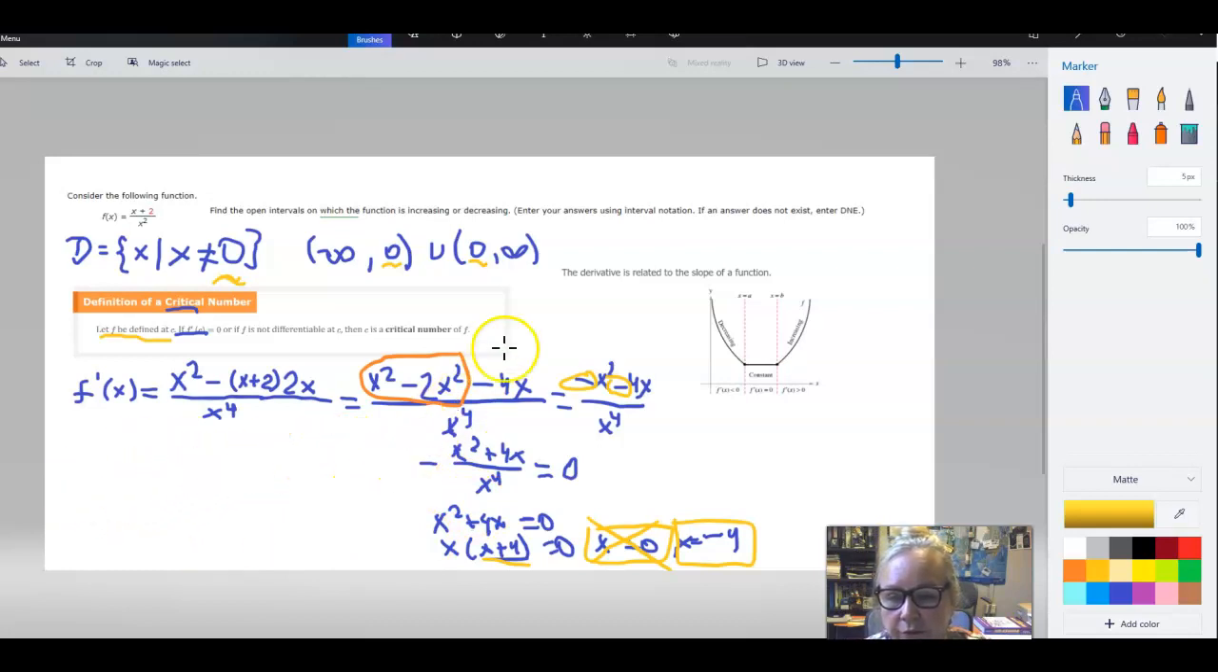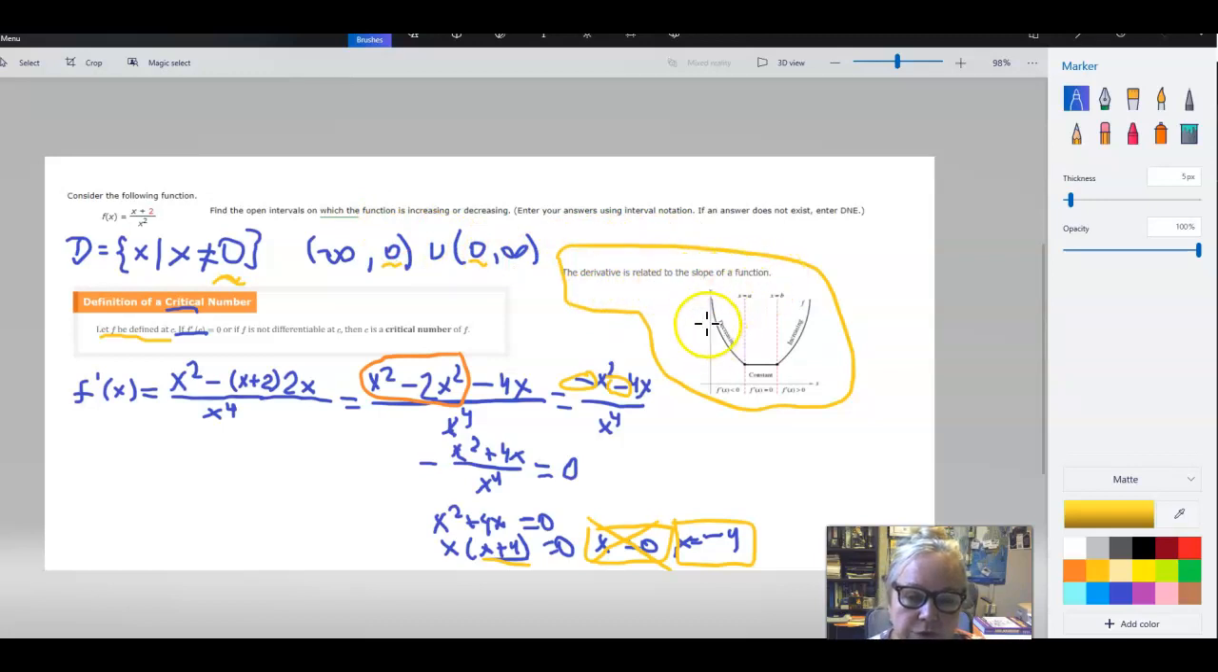So we're going to look for the intervals of increasing and decreasing. This is what I found in the book as well. The derivative is related to the slope of a function, so if the derivative is negative, that means the slope of the tangent line goes down, or we can say the function is decreasing. If the derivative is 0, that means the slope of the tangent line is 0, so we have a horizontal line. And if the derivative of the function is positive, then the function is going up and it's increasing.